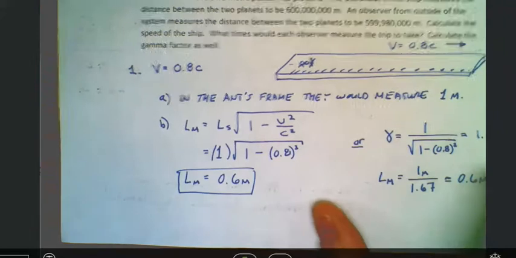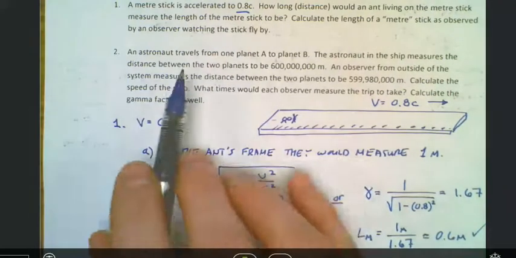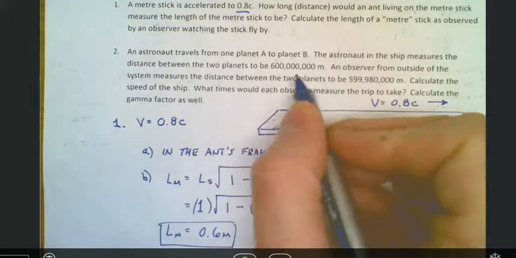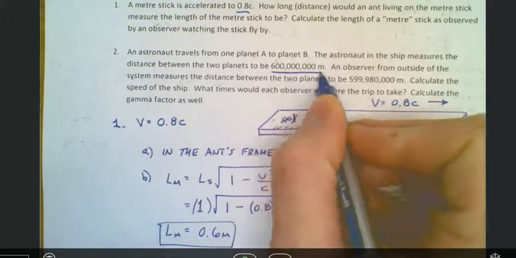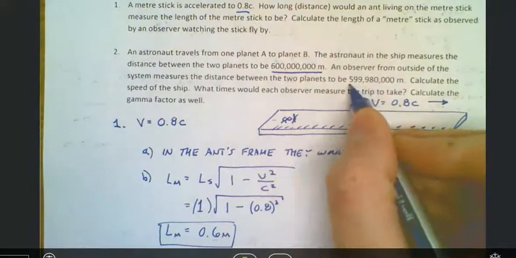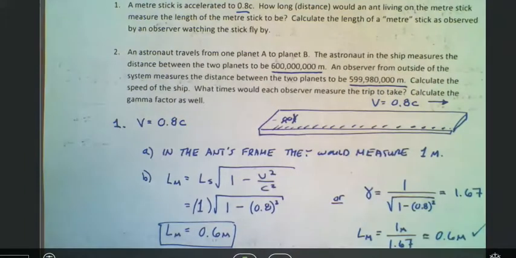In part B, question number 2, an astronaut travels from planet A to planet B. The astronaut in the ship measures the distance between the 2 planets. So this is the astronaut on the ship. An observer from outside the system measures the distance between the planets to be this. Okay? Calculate the speed of the ship. What times would each observer measure the trip to take? Calculate the gamma factor as well.